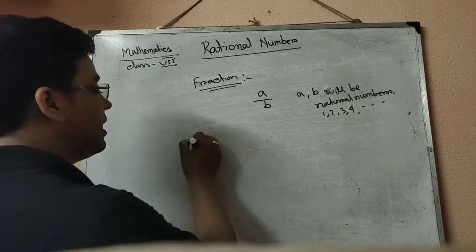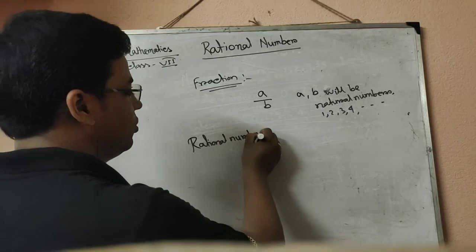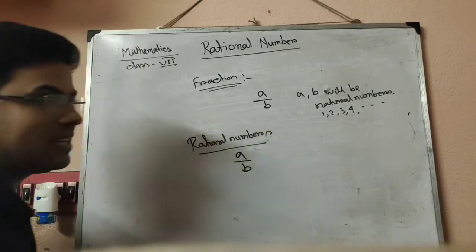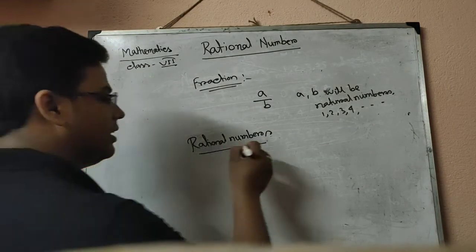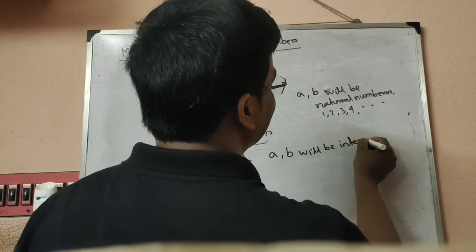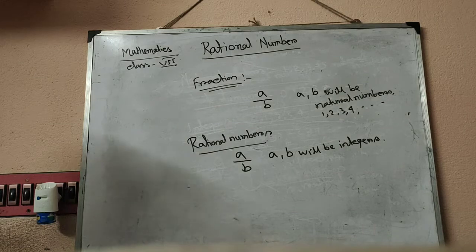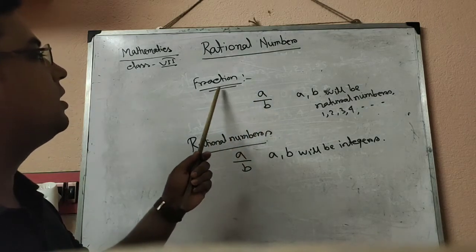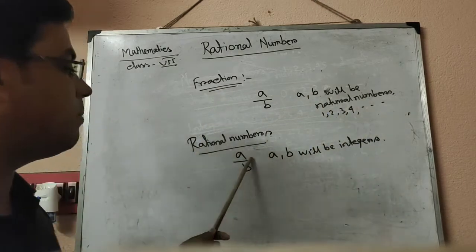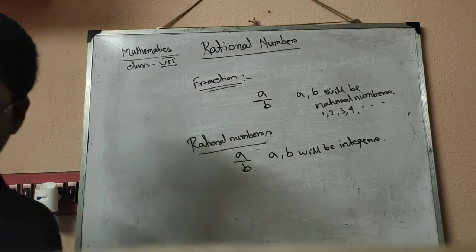Now we shall discuss rational numbers. A by b is a rational number when a and b are integers. Clear? So keep in mind that a by b will be a fraction if a and b are natural numbers, and a by b will be a rational number when a and b are integers.